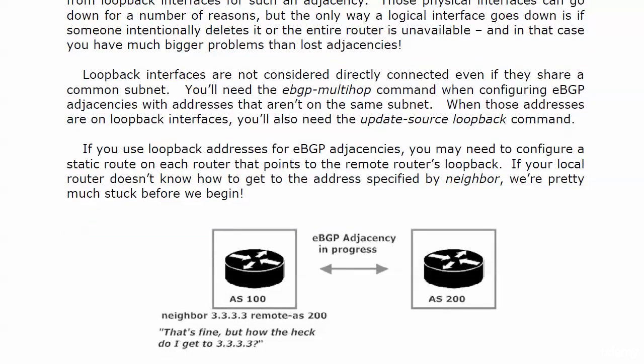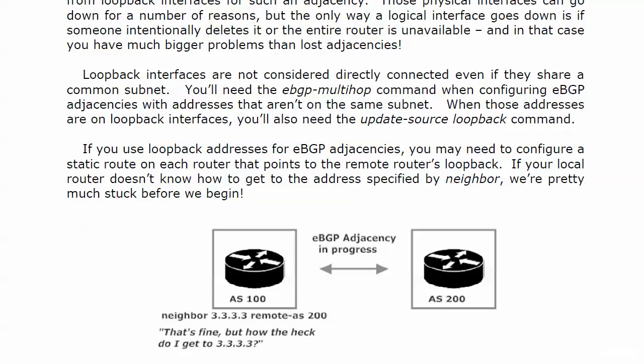Now, there's a couple of rules to remember for using loopbacks for BGP, but there's one more, and this is so fundamental that it's really easy to overlook. If you use loopback addresses for iBGP adjacencies, particularly in a simpler lab like we're doing right now, you probably need to configure a static route on each one of your routers that points to the remote router's loopback. Because if your local router doesn't have an IP route and doesn't know how to get to the address specified by neighbor, you're stuck before you begin.